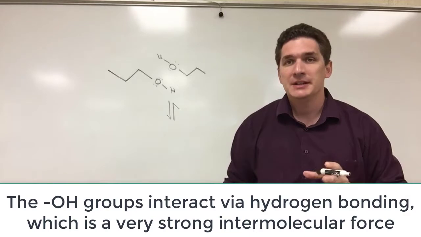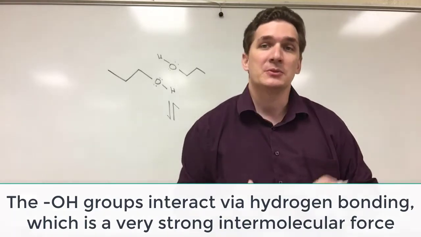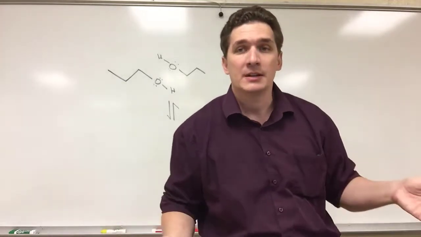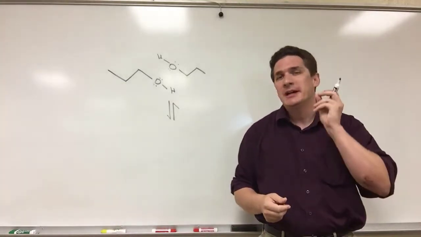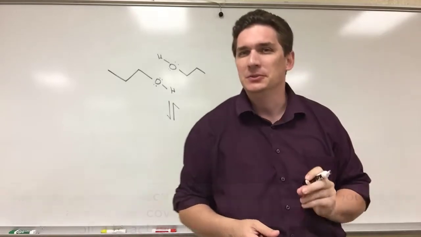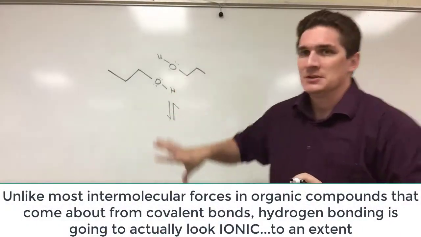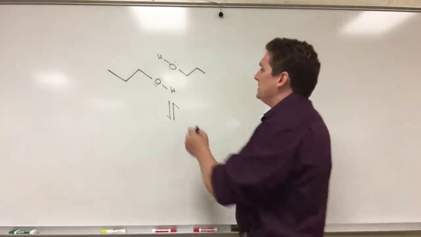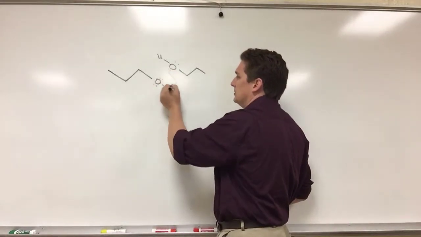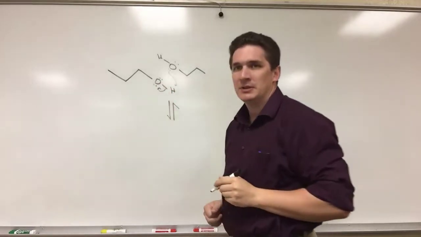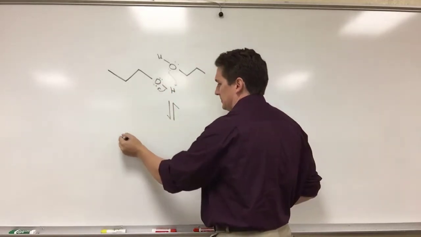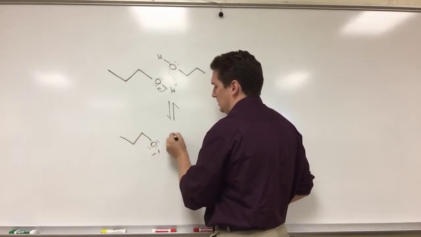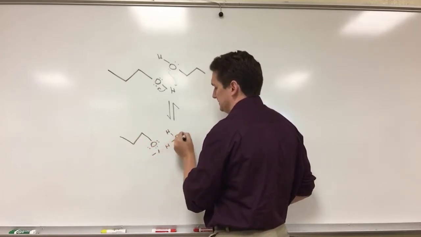Now, hydrogen bonding is kind of unique in terms of the intermolecular forces. We talk about it with organic compounds because we always think covalent when we think organic compounds. The reality is a hydrogen bond actually has a degree of ionic character to it. So if we have two alcohol molecules, in this case two 1-propanol molecules come together, what will happen is that one of them will act like a Lewis base and the other will act like a Lewis acid. And we will get these two Lewis structures.